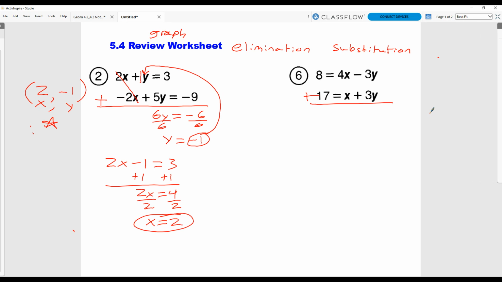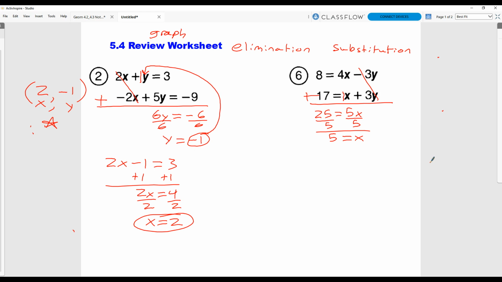Okay, so we can add these two together. It's just a backwards looking problem. If I add them together, 8 and 17 is going to get me 25. 4x and 1x is going to get me 5x. And your y's are completely opposite of each other, so they end up canceling out. So it's the same thing, just backwards. Now we're going to solve for x. We're going to divide by 5, and x is going to equal 5.